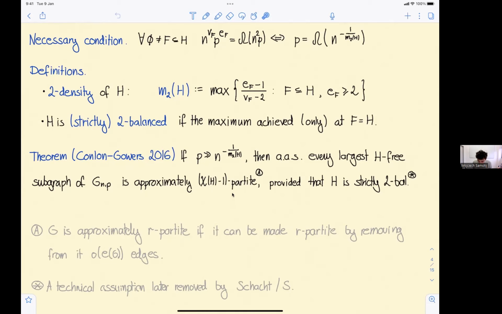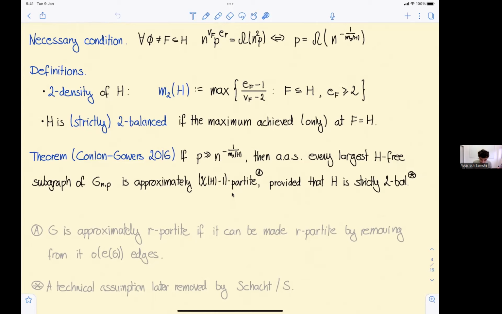Now, this technical assumption that H is strictly two balanced was present in the original work of Kahn and Gowers, but it was later removed by a modification of an alternative proof of related results due to Schacht. And now this theorem is true with no assumptions on H. Okay, so this shows that under this necessary condition, at least we have the approximate version of the theorem we seek. And for the rest of the talk, I will speak only about exact results.